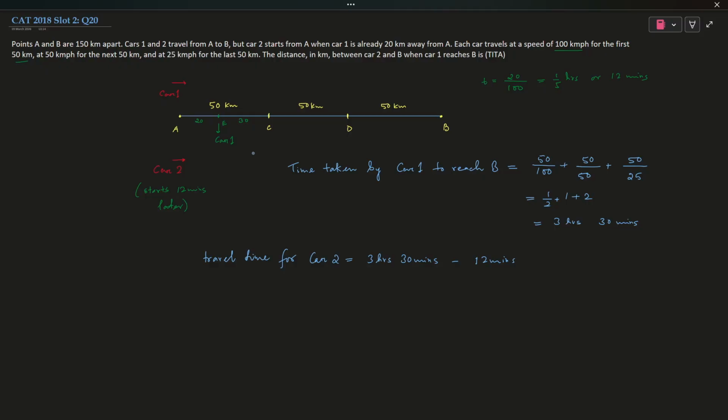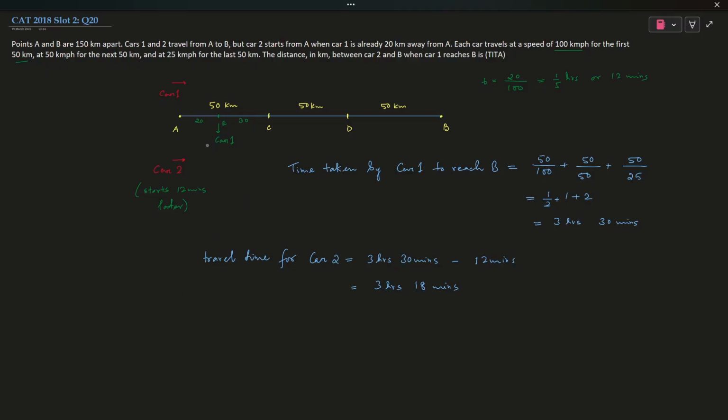Okay, both were at rest initially. I started the timer, and car 1 also starts at the same time, but car 2 is at rest. After 12 minutes, car 2 starts. That means car 2 will travel for a time of 3 hours 30 minutes minus 12 minutes, which will give me 3 hours 18 minutes, right? That means I need to find the position of car 2 after 3 hours 18 minutes.